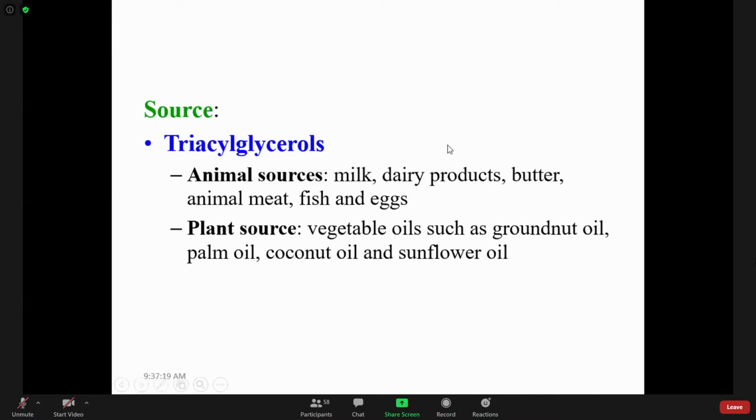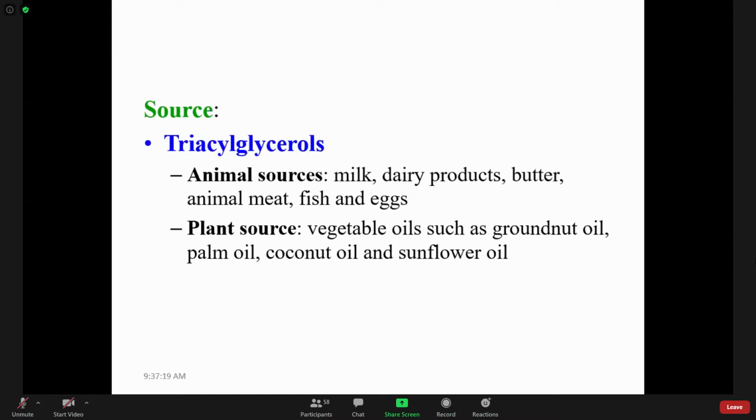While we look at the structure of triacylglycerol, the three hydroxyl groups of glycerol are esterified with three fatty acids to form a triacylglycerol. These three fatty acids may be different, so most triacylglycerols are of the mixed type.